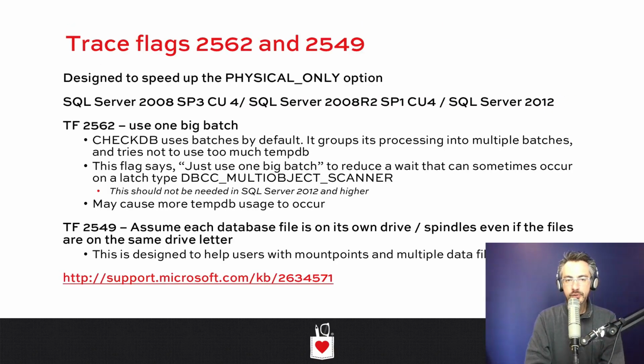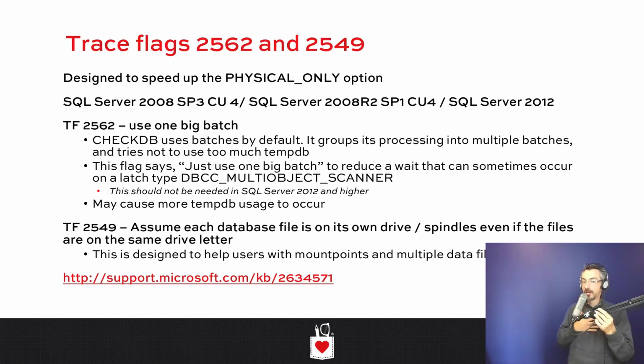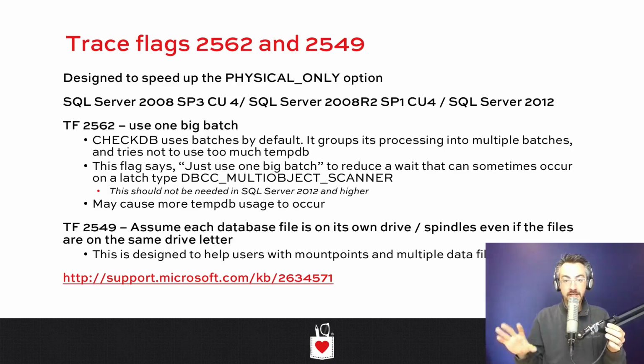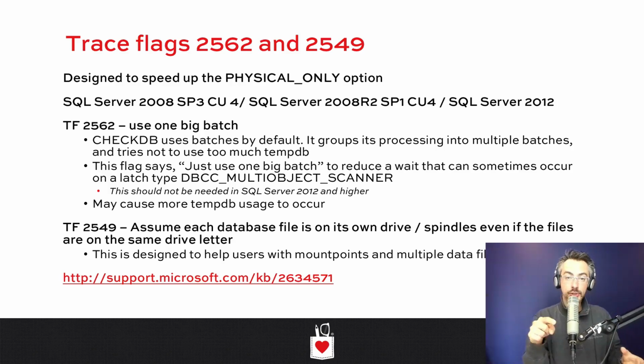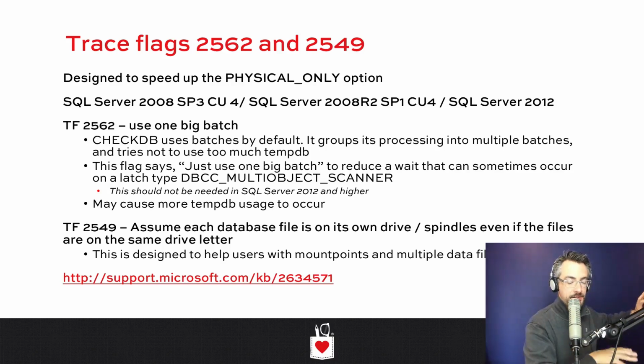Finally, there are two trace flags that you can use. These are designed to speed up the PHYSICAL_ONLY option. I've actually never seen these make a significant difference on most of the servers that I manage. However, I do have clients with 10 terabyte and larger databases that swear by these. They say these make a tremendous difference for them, especially the bottom one, where I deal with SQL Servers that have, say, 50 or 100 different data files, all on the same drive letter but on different mount points. These are left in here more as a reference than anything else for when you hit that weirdo edge case.